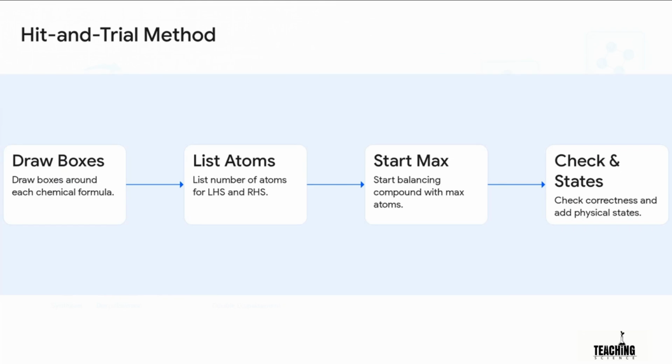And to fix it, we use the hit and trial method. Think of it like a logical puzzle. Step 1, draw clean boxes around each chemical formula. Step 2, list out all your atoms, just like we did. Step 3, and this is a pro tip, always start balancing with the compound that has the maximum number of atoms. It makes the whole puzzle so much easier to solve. And finally, Step 4, do a final head count to check your work, and add in your physical state symbols: solid, liquid, gas, or aqueous.